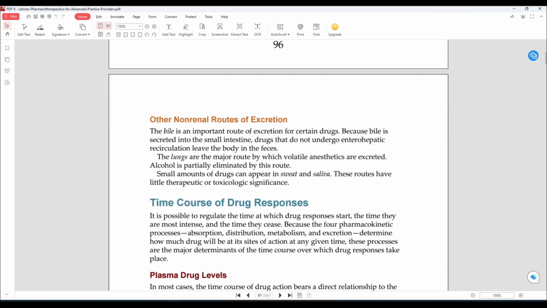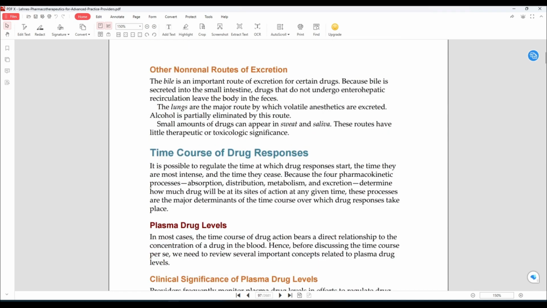Other non-renal routes of excretion. The bile is an important route of excretion for certain drugs. Because bile is secreted into the small intestine, drugs that do not undergo enterohepatic recirculation leave the body in the feces. The lungs are a major route by which volatile anesthetics are excreted. Alcohol is partially eliminated by this route.